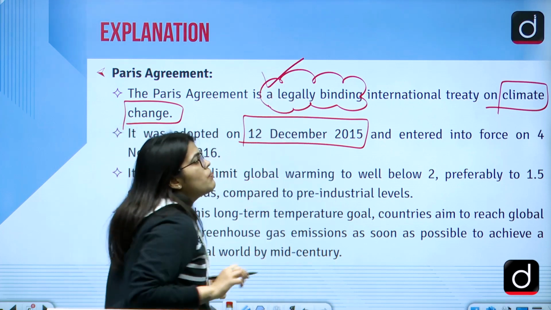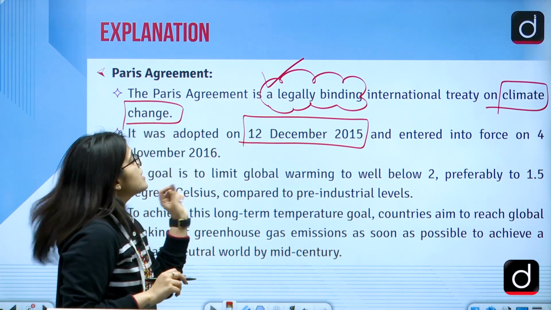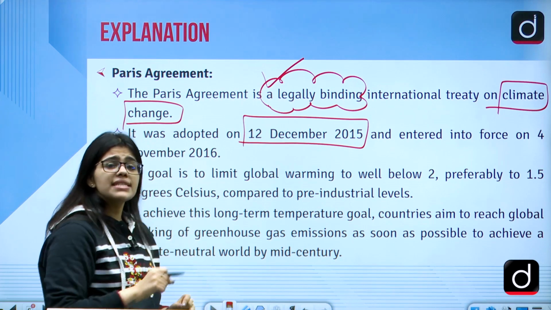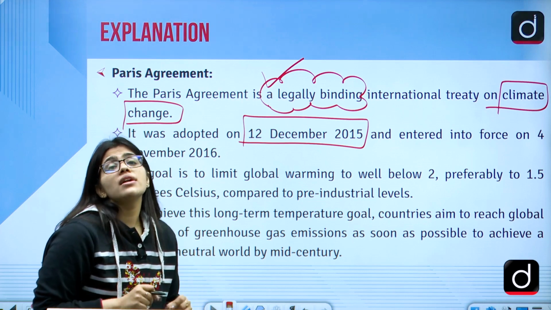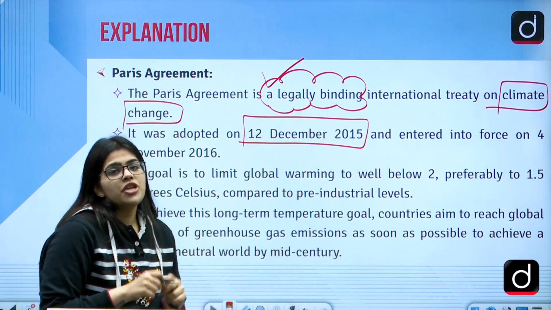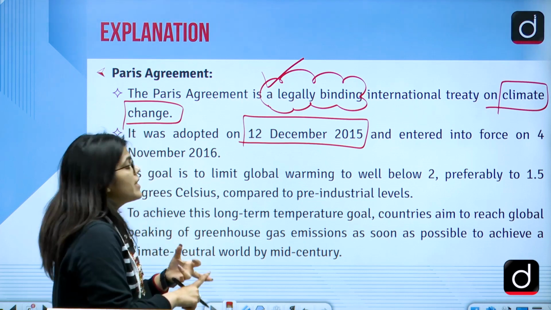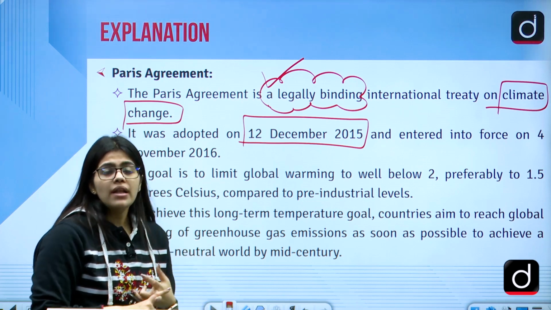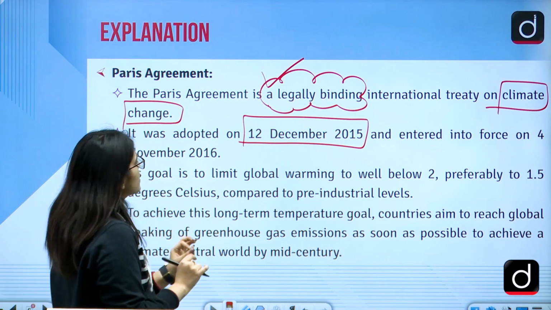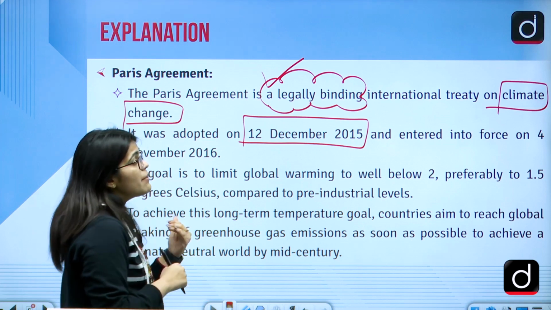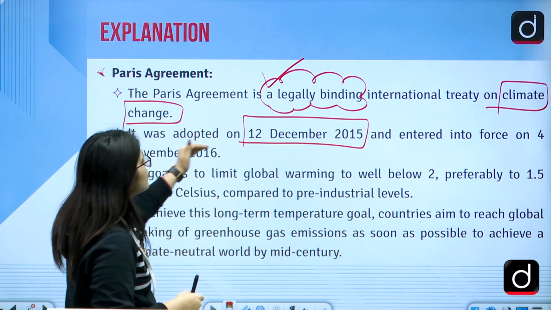Whichever countries took part in this international treaty said that they will work towards the protection of the climate, and that if they do not perform the work well, then they will be punished. So they are working on climate change. When did it come into force? So they started to talk about it.